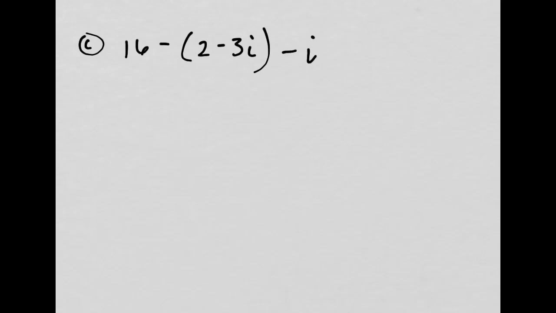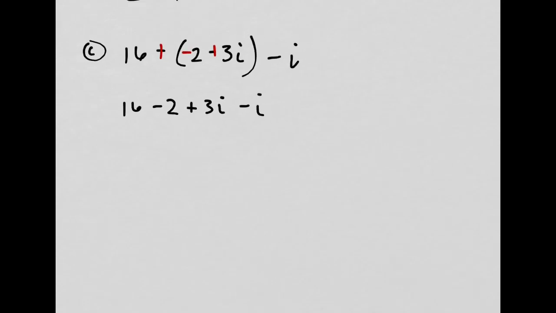So part C. And then we have 16 minus, let's say, 2 minus... minus i. This is like a minus 1i, so be very careful about that. This is like number 27, 29, and 30. But again, I have a subtraction, so I will distribute that. And so I get 16 minus 2 plus 3i minus i.